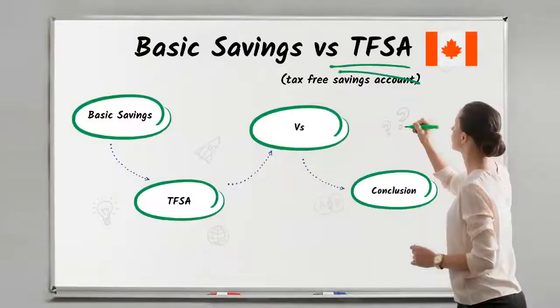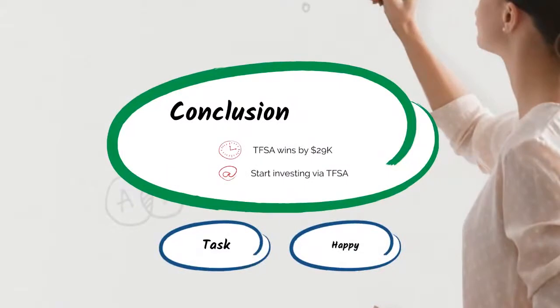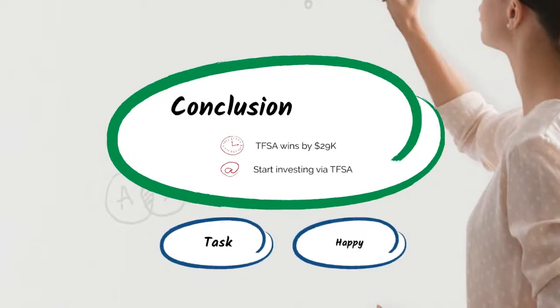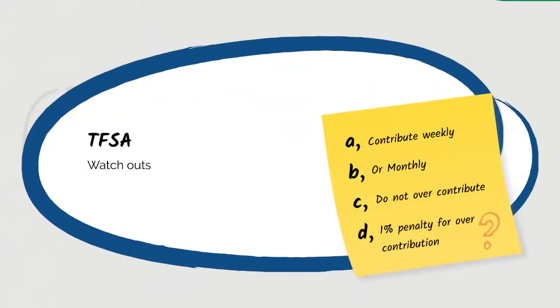So in conclusion, the TFSA comes out as a winner. It gives you approximately $29,000 more. So I would suggest that if you have money sitting around in a regular savings account, you try to use the TFSA as a vehicle.